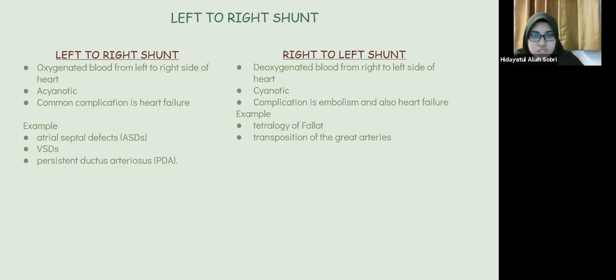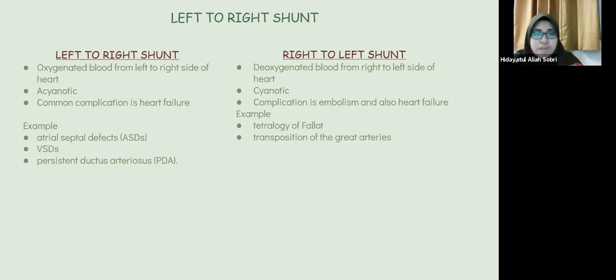Okay, for the right to left shunt, this is the deoxygenated blood going from the right to the left side. So the patient will present with cyanosis, which is the purplish or bluish discoloration of skin or mucous membrane. When this deoxygenated blood, which contains low oxygen saturation, goes to the left side, which is the side that supplies oxygen to all parts of the body, it mixes with the oxygenated blood, and there will be low oxygen saturation because there is more carbon dioxide. So the patient will present with cyanosis.